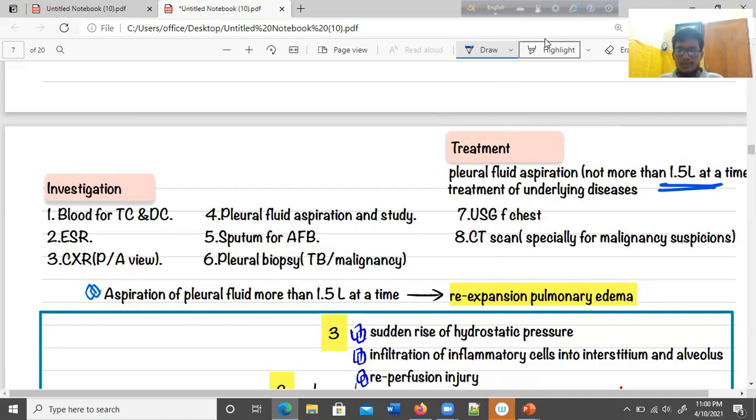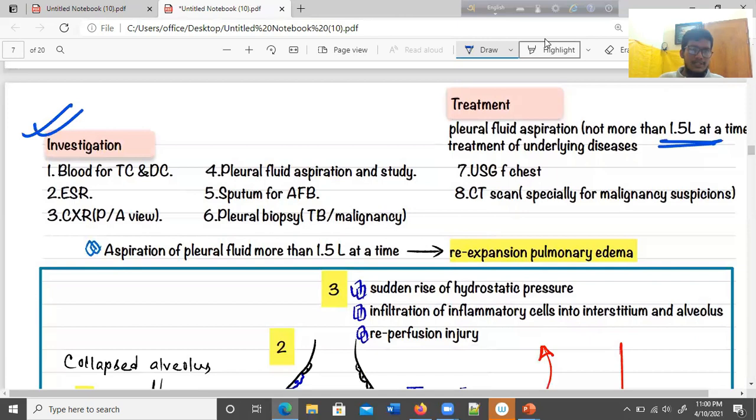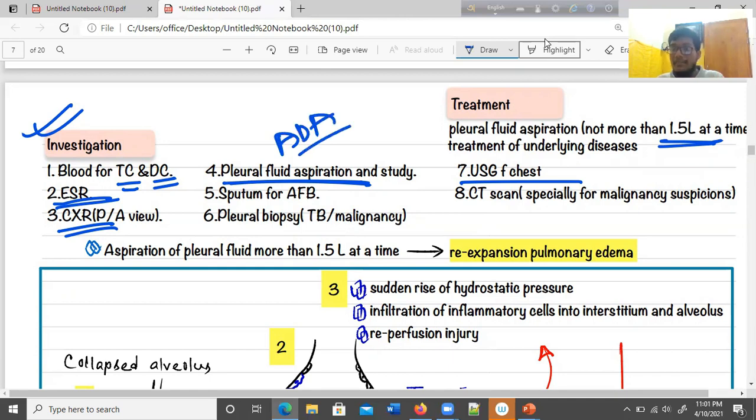Okay, so we will do some investigations such as total count and differential count. By doing this differential count, we can suspect whether this primary condition, that means this inflammatory condition, is due to bacterial cause or viral cause. We will do ESR to see the inflammation rate, and we will do chest X-ray for detecting any pleural effusion, or ultrasonography of the chest, and we will do pleural fluid aspiration. For the differential diagnosis, which I have discussed in the first portion of this class, that means if it is due to tuberculosis, if it is TB, you will get a raised amount of adenosine deaminase. You may get the Mycobacterium tuberculosis.